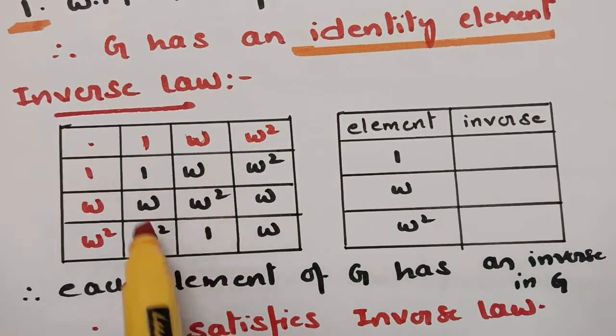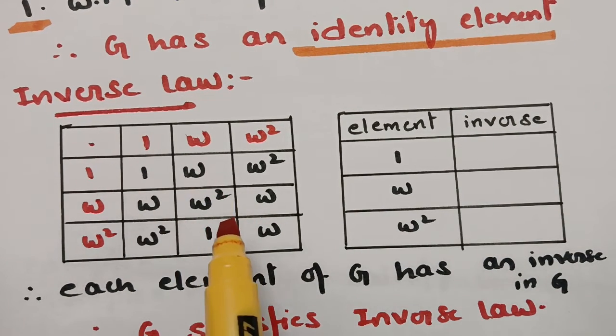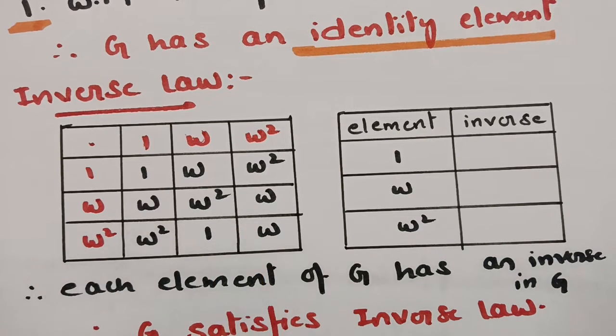So here is the composition table. All the entries in the table are the elements of group G, and therefore we have to select the inverse element of each and every element. So what is the identity element here? The identity element here is 1.